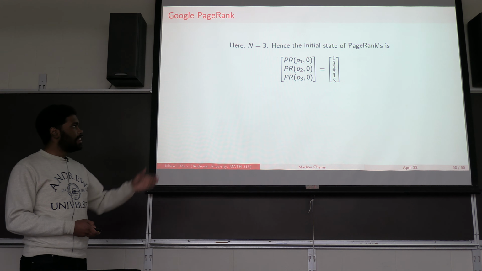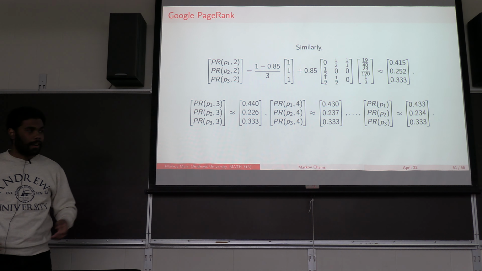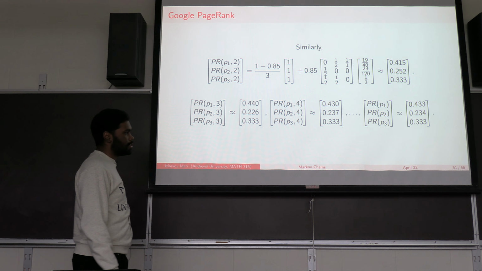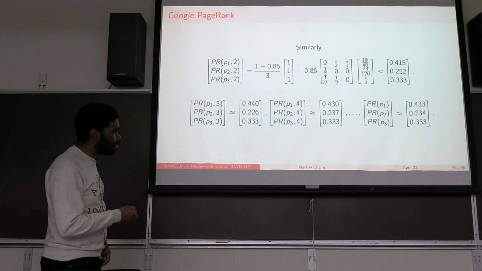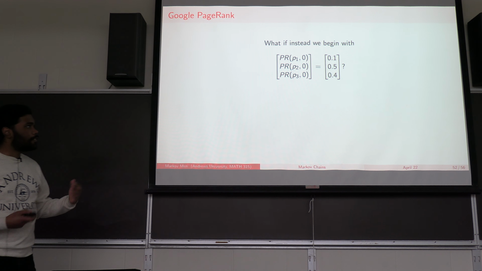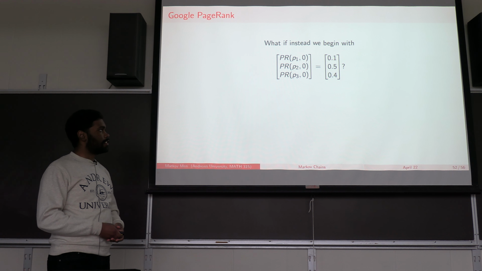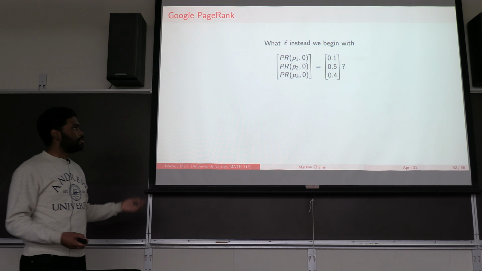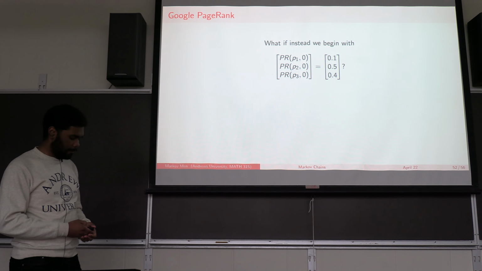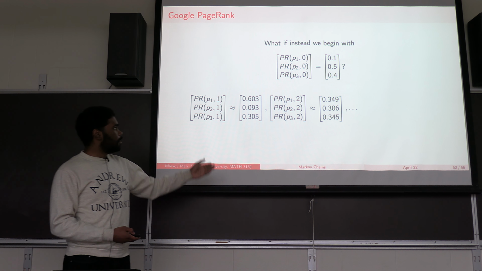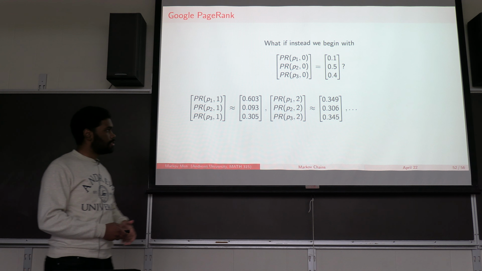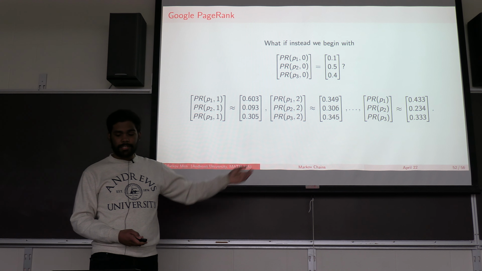We can continue this forever, and this last vector over here is the final PageRank of our system. So this isn't just another iteration, this is the final PageRank. If we continue this process forever, we land at the final PageRank over there. What if instead we begin with the following initial state vector, where for some reason we start with page 1 having a probability of 0.1, page 2 with 0.5, and page 3 with 0.4? If we calculate the first instance of PageRanks, we see that they differ from what we saw earlier. But if you continue on forever, you actually get the same thing.